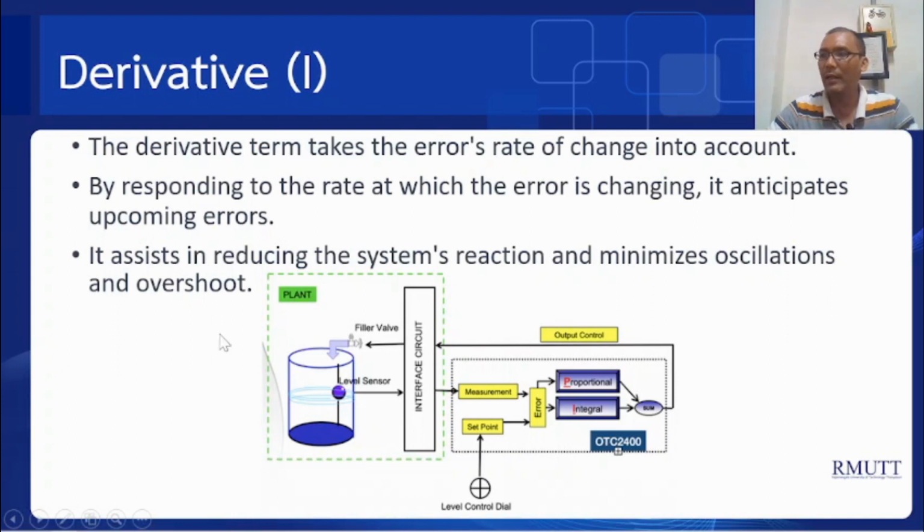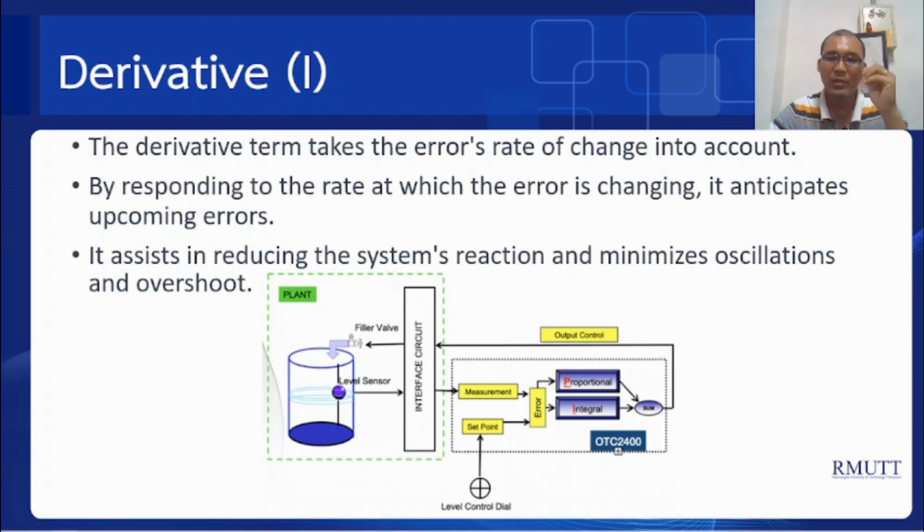So let's say we have here the level control in the tank. So in a level control system for a tank, if the inflow rate suddenly increase, causing the level to rise rapidly. So the derivative term will respond to this rapid change and reduce the control action to prevent the overshooting set point.